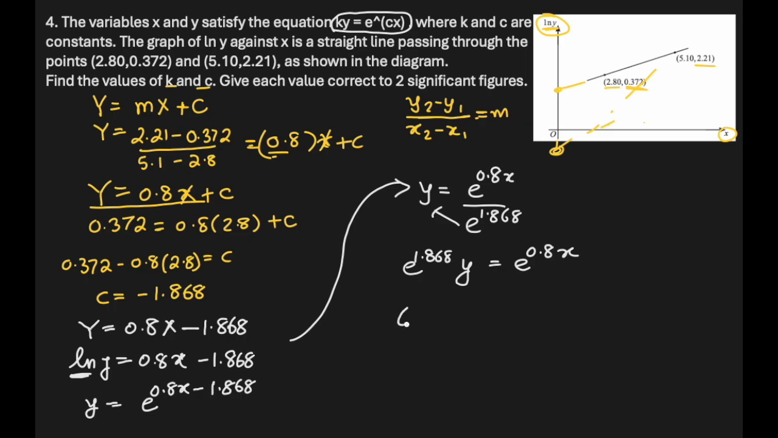So what I'm getting here is 6.475332 more dots y equal to e to the power 0.8x. Now this will give each value k and c correct to two significant figures. So k is this one, which is how many? Two significant figures, 6.5, and c, okay, it will be 0.80.